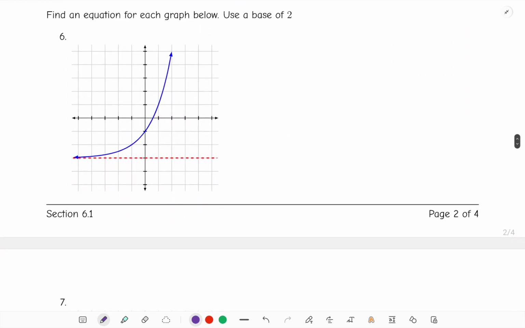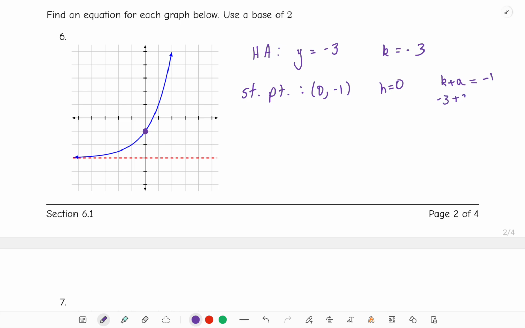Now for number 6, we're going the other way around. So the first thing, instead of identifying what A, C, H, and K are, I'm going to identify the properties. So the horizontal asymptote is y equals -3. This implies K is equal to -3. Next, to get a starting point, I'm going to use 0, -1 as my starting point. So that implies that h is 0 and k plus a is -1. Well, since k is -3, that implies that a is equal to 2.